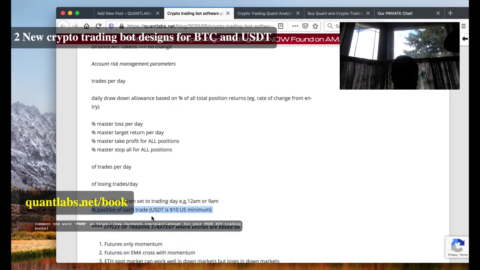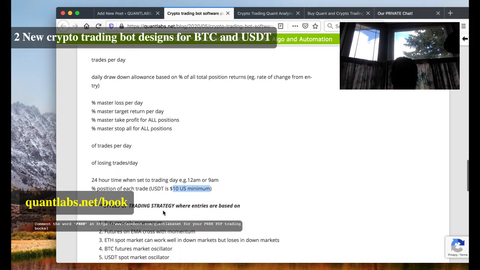Percentage position of each trade. So you can equally allocate your position sizing. Now I can put in a percent or an amount, which is most likely going to be in USDT. So for Binance, the minimum that you need to make a trade is 10 USDT, or 10 Tether, or the equivalent of $10 US per trade. That's the minimum you have to set.